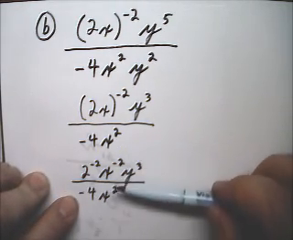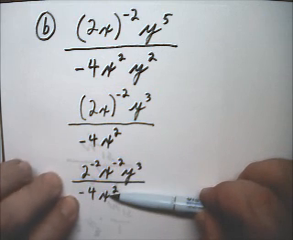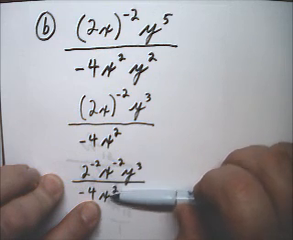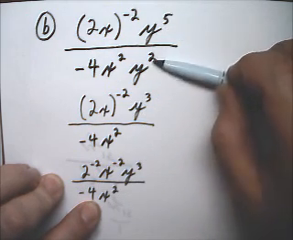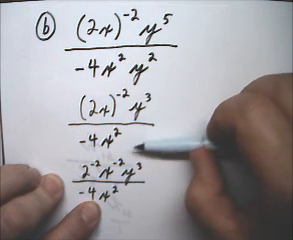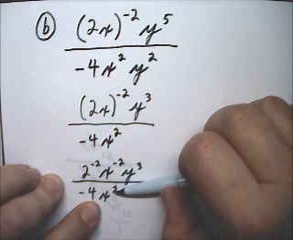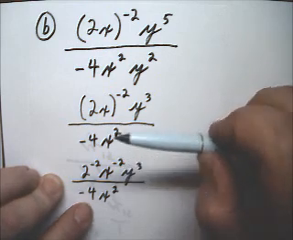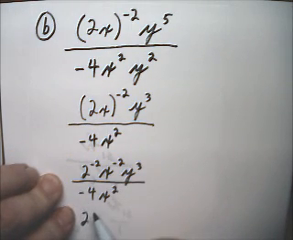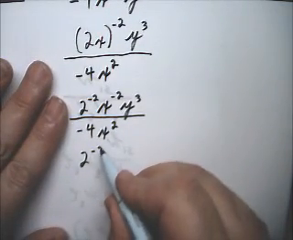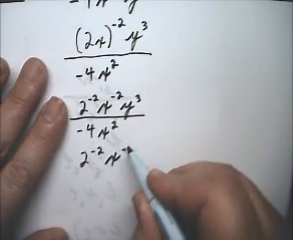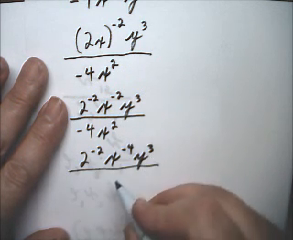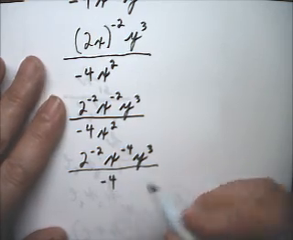Now, looking at this x to the negative 2 power and x to the 2 power, now we subtract these exponents. So the same way I did 5 take away 2 to get y to the third power, I can take negative 2 minus 2, and that's going to be x to the negative 4th power. So I'll have 2 to the negative 2 power times x to the negative 4 power times y to the third power all over negative 4.